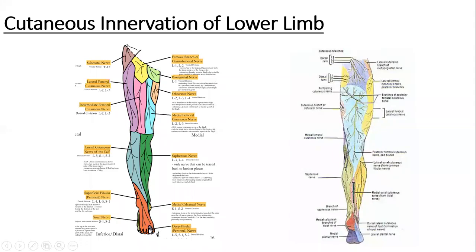This first web space is supplied by the deep fibular or peroneal nerve, whereas the lateral margin of the dorsum of the foot is supplied by the sural nerve. So this is the cutaneous innervation of the region of thigh, leg and foot anteriorly, including both the medial and lateral aspects. Now we move on to the posterior view of the lower limb.